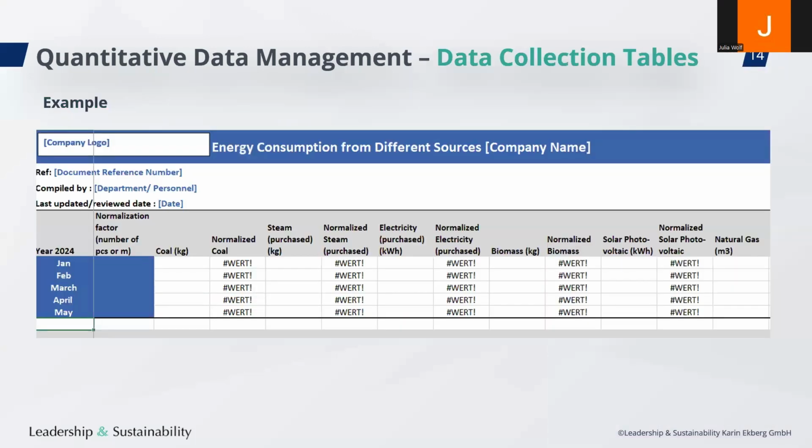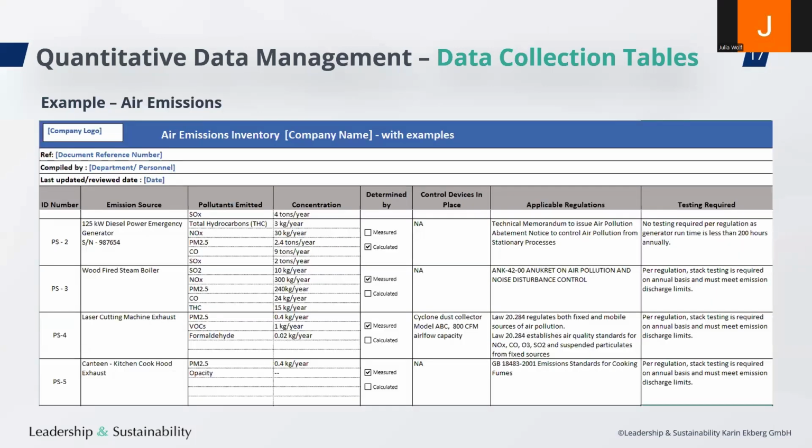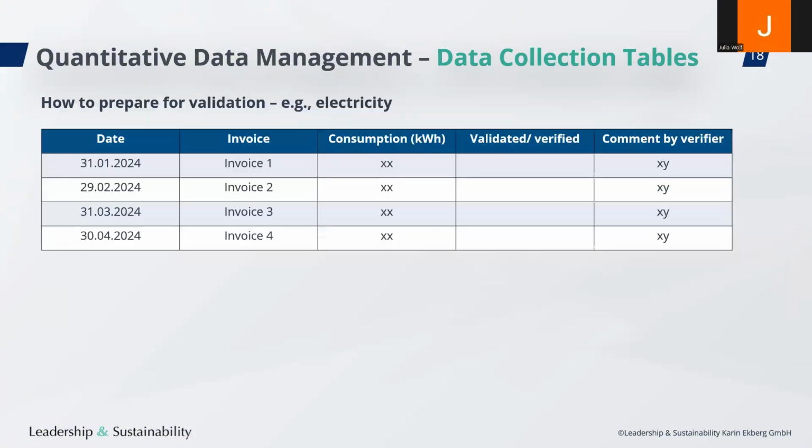And here is now one example of a data collection table that you could use for yourself in order to prepare yourself to insert the data into the Higg FEM or into the FDM, of course. And in this case, this is about air emissions. So this is an example of an air emission inventory. And then for the validation or for the verification, as I mentioned, the verifier must check the invoices.